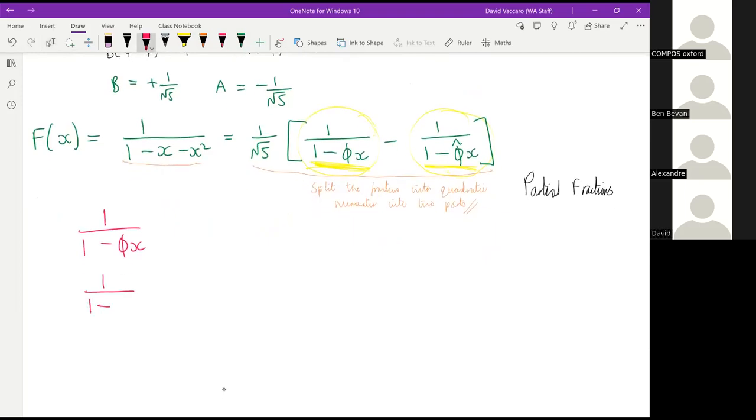Let's write it in a way which is maybe slightly more familiar. What can you tell me that 1 over 1 minus r is equal to? Well, we recognize 1 over 1 minus r as the sum of an infinite geometric progression. So this 1 over 1 minus phi x, we can write as 1 plus phi x plus phi squared x squared plus phi cubed x cubed, and so on forever.